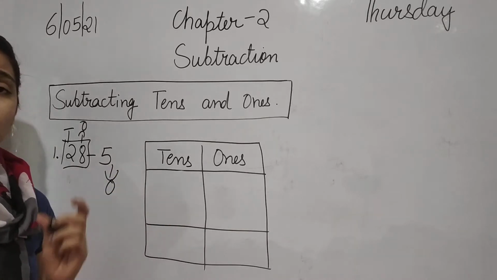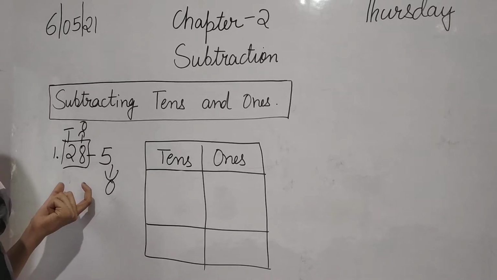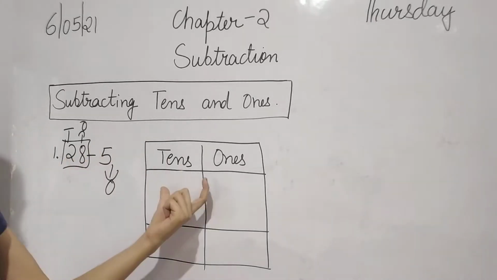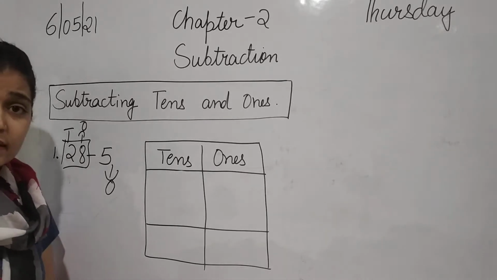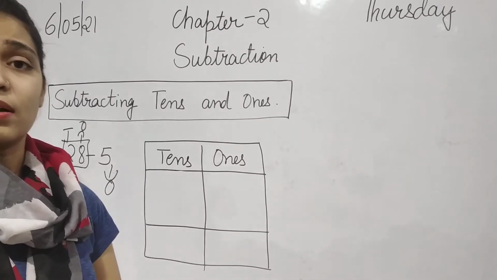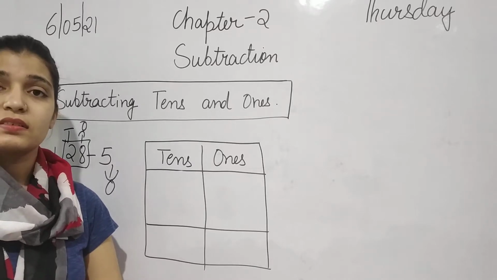Now you have to analyze which number is greater first. So 28 is the greater number. So first we will put 28, after that we will put 5. So students, we learned 3 steps to subtract, right? We learned 3 steps to subtract.